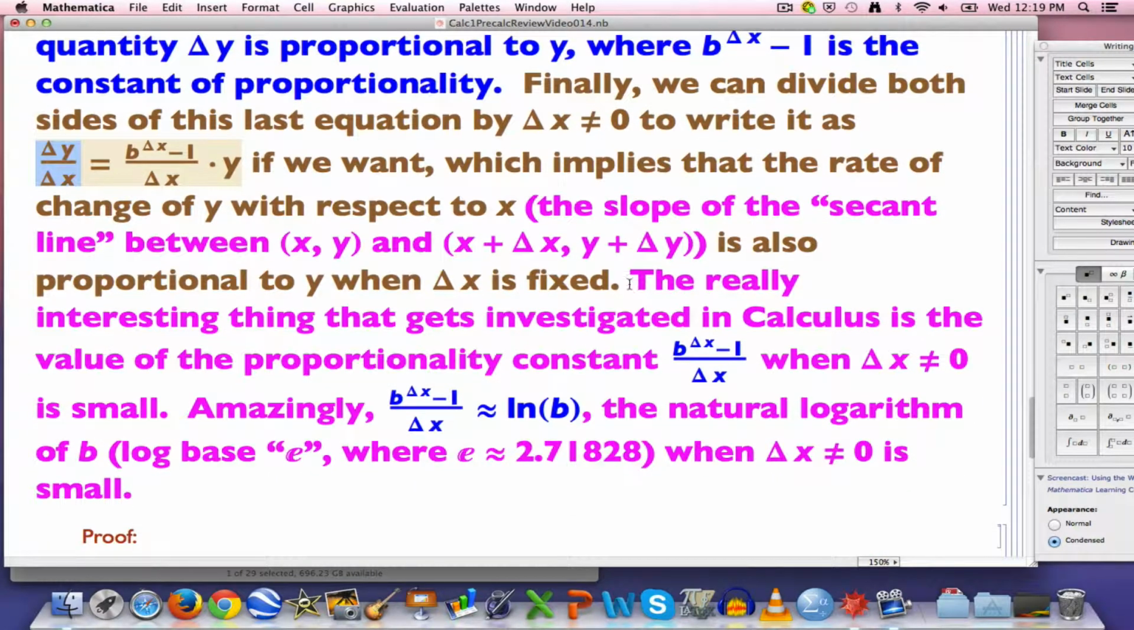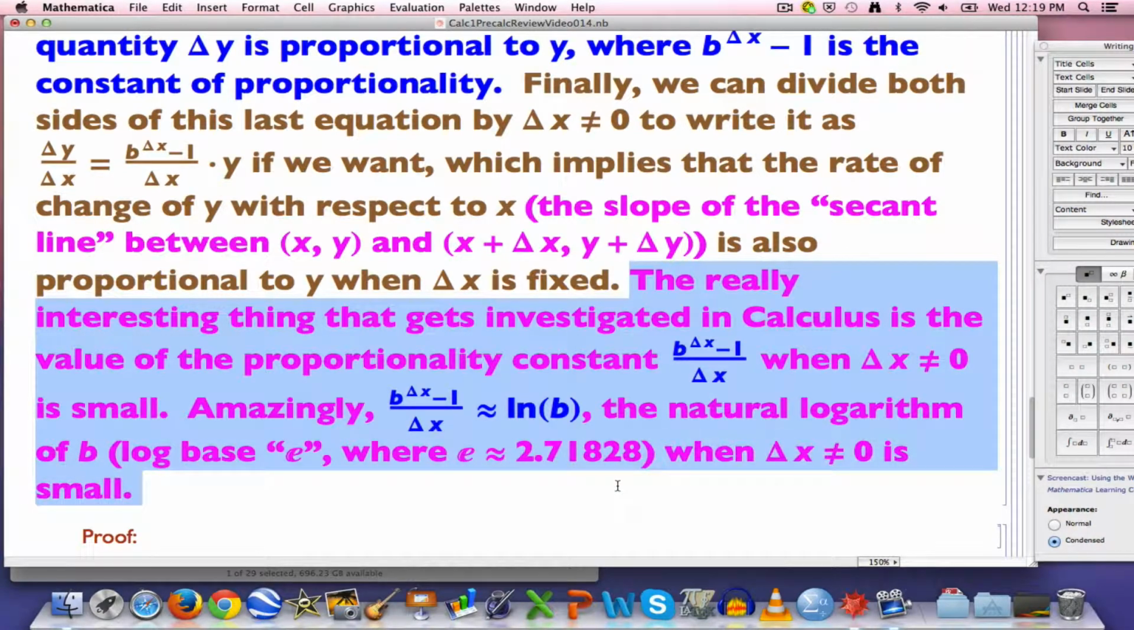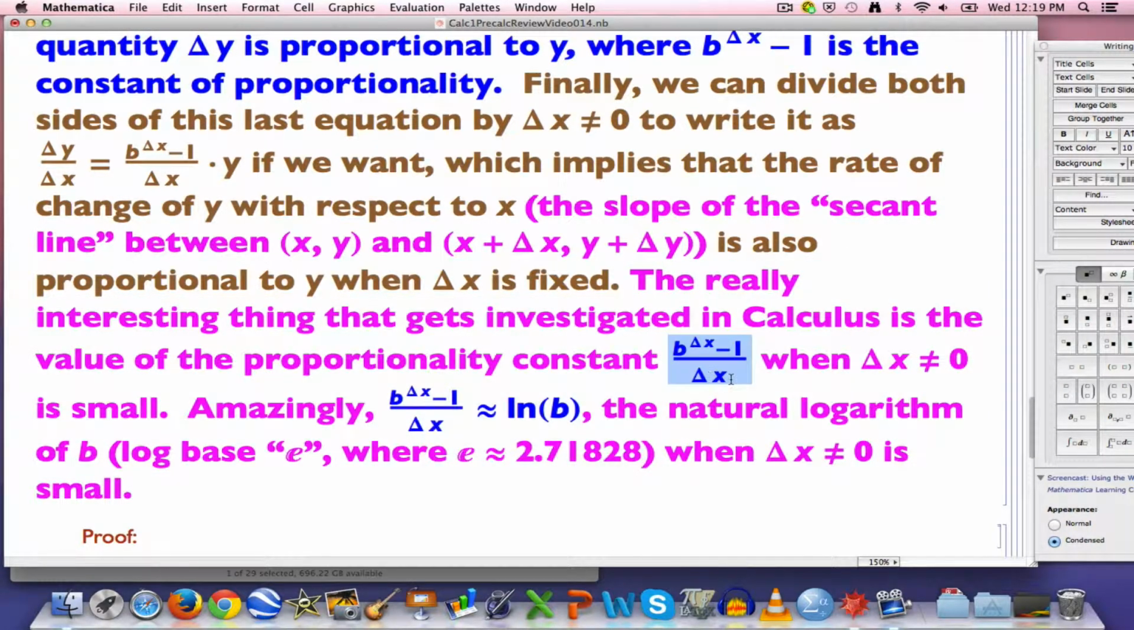The really interesting thing that gets invested in calculus is that the value of this proportionality constant when delta x is small is amazingly approximately equal to natural log of b. If you know about logarithms, you know what that means, hopefully. And this approximation gets better and better as delta x gets closer and closer to 0. ln of b is the natural log of b, log base e of b, where e is an irrational number like pi is. It's a special irrational number. It's approximately 2.71828, but its decimal expansion goes on forever without a repeating pattern.